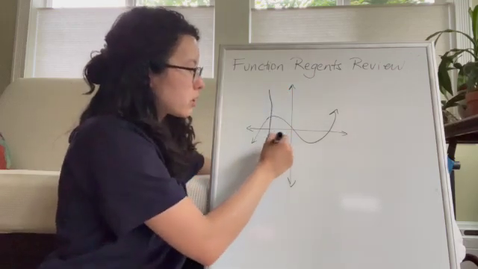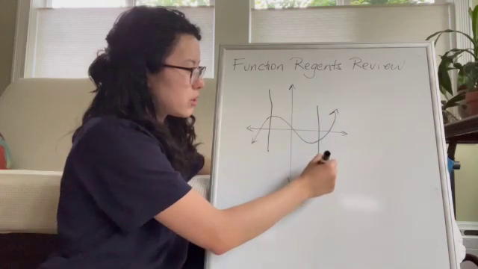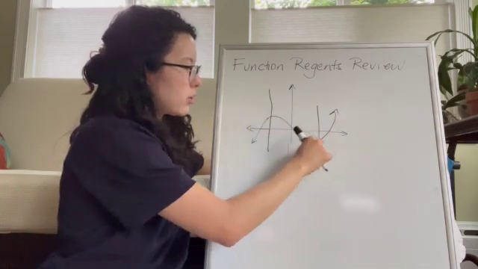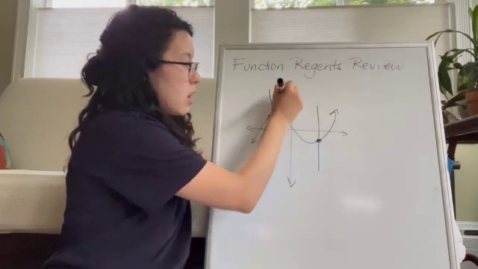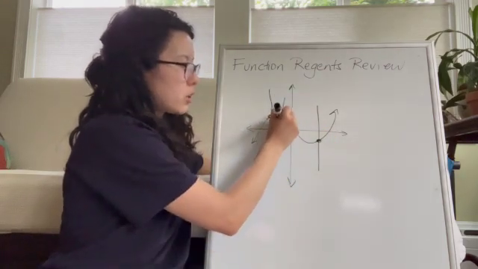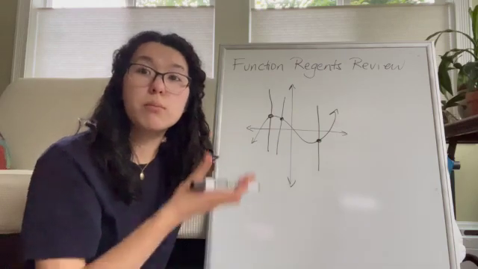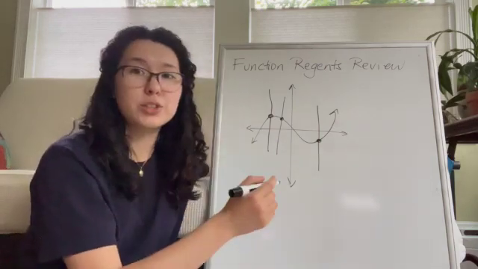Wherever I draw a vertical line through this function, I'm only going to pass through the function once, right? I pass through it over here, I pass through it over here, but there's no spot where I could draw a vertical line where I would pass through the function more than once. So this is a function.